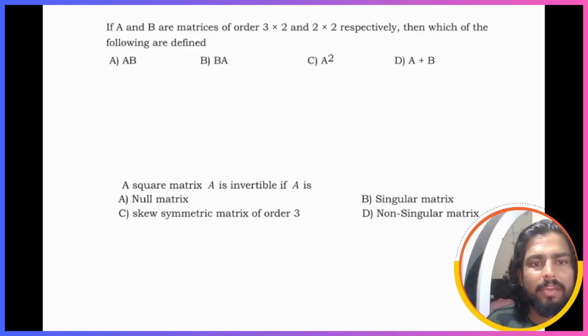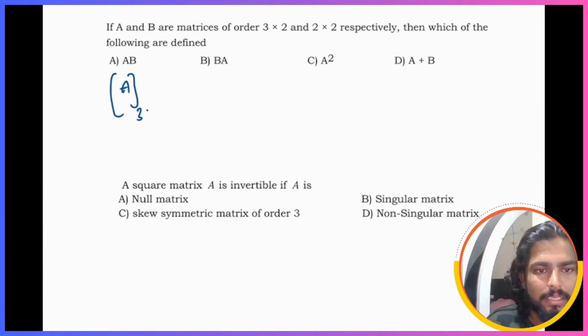So next question, A and B are matrices of order 3 cross 2 and 2 cross 2 respectively. Which of the following will be defined? Okay, the A matrix is given. So what is the order of this matrix? It is 3 cross 2, right, makkale? Yeah, next the B matrix. So the order of B is 2 cross 2. Okay, so can we do A into B? A into B, these two are the same, so we can find A into B. B into A cannot be done because 2 and 3 do not match, so BA is wrong.